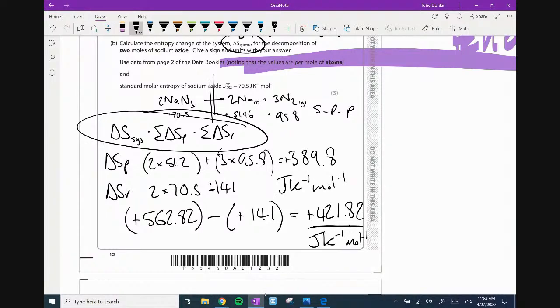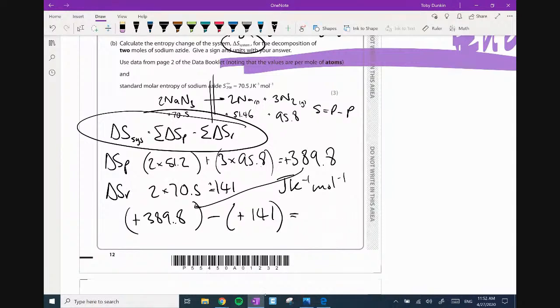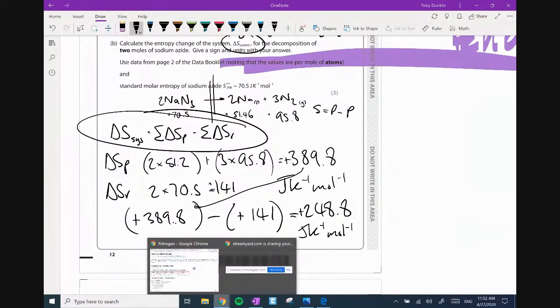Right, now I can put that number back in here. 389.8 minus 141. Agreed? And I get an answer completely different from what I had. 248.8. It's a plus sign, and that is going to still be for surroundings. Joules per Kelvin per mole. Maybe it should be 6. Why 6? No, it shouldn't be. Shouldn't be 6.